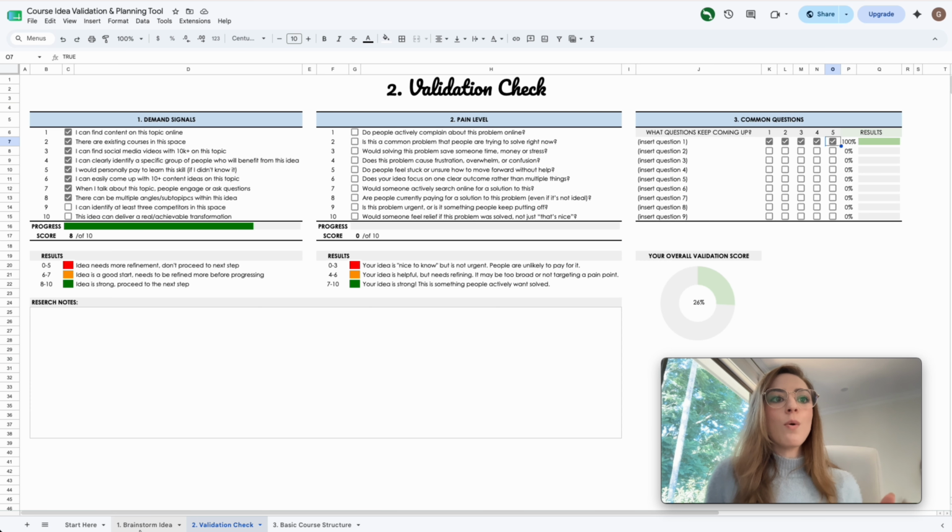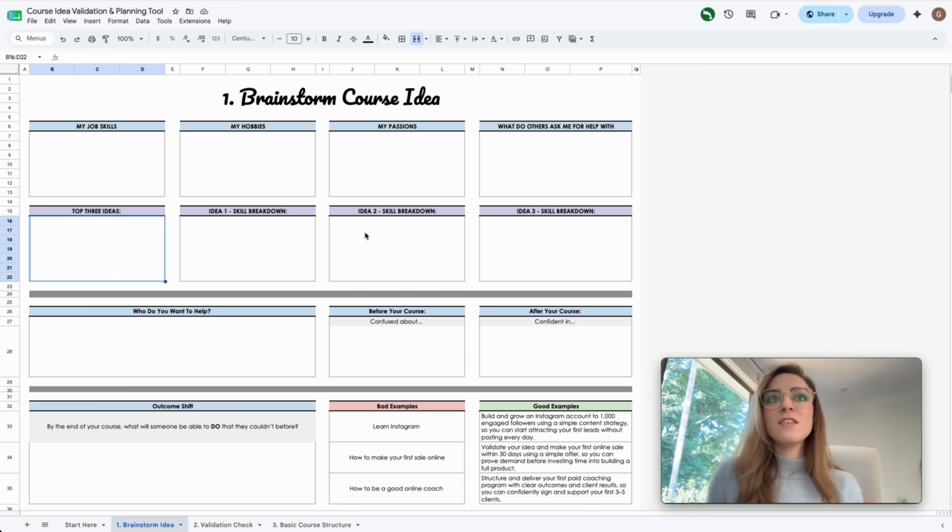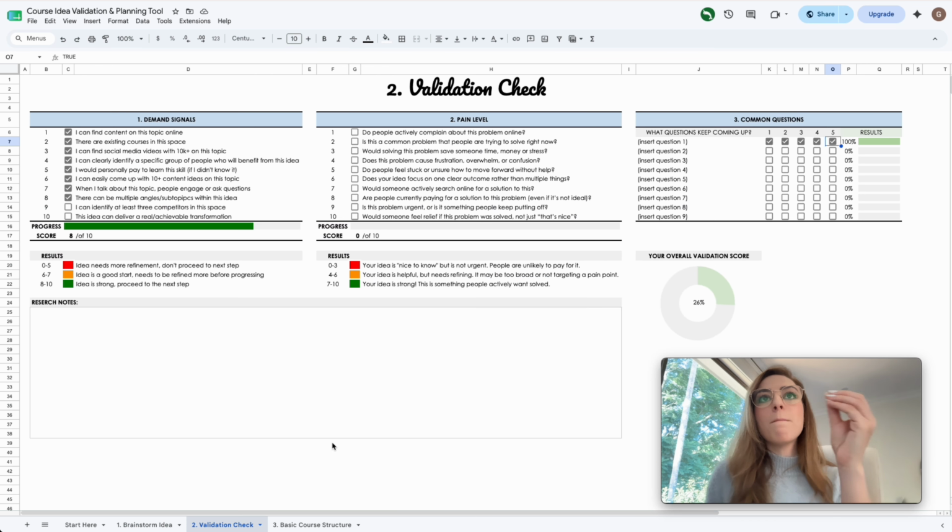It just means you can go back to your brainstorming idea, pick idea number 2, number 3, and then jump back into the validation check to make sure that you have achieved that high score. Trust me, don't skip this process. It's really going to pay off, particularly in the long run. There's no point spending hours and hours on a course idea that isn't going to sell in the market. So don't skip this step.